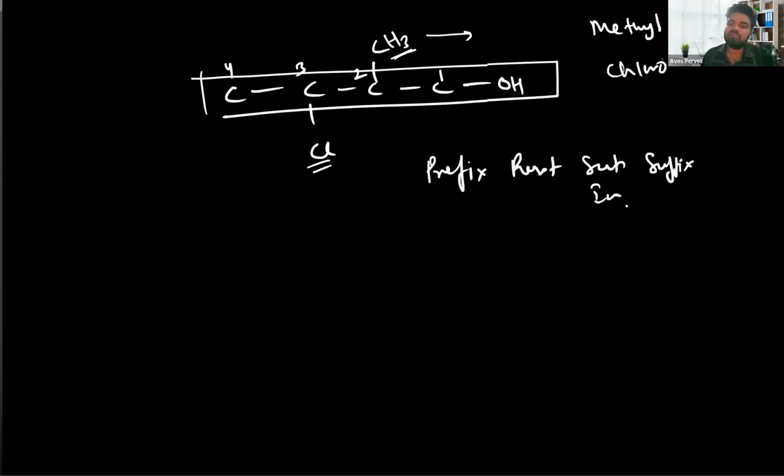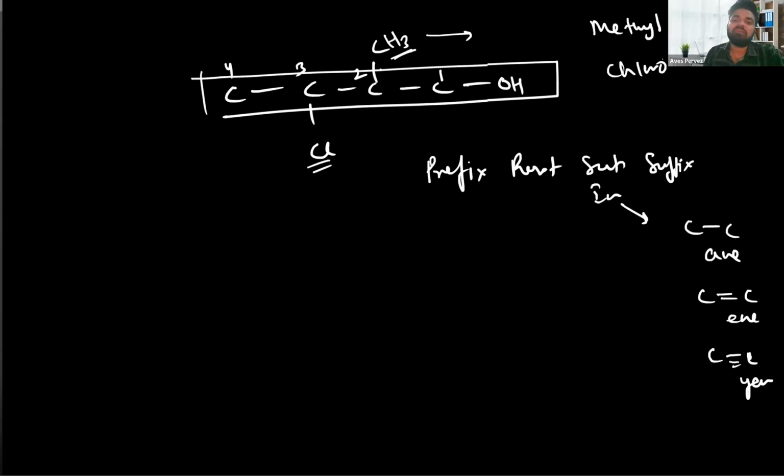For the saturation indicator, if there is a single bond between carbon atoms everywhere, we use A and E. For a double bond, we use E and E. And for a triple bond, we use Y and E, if there is a double bond or triple bond somewhere. So let's write the name of this one.